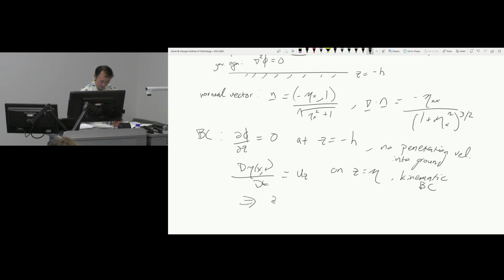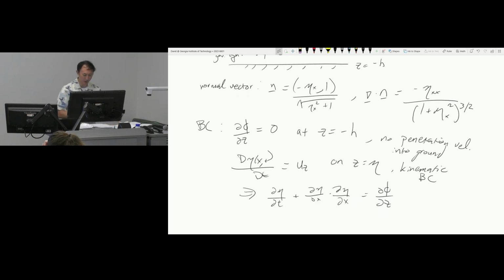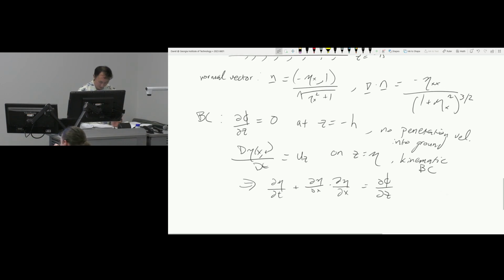Basically, you can simplify this to be the following. You basically have d eta dt plus d eta dx times d phi dx equals d phi dz. Okay, that's the kinematic boundary condition when you use eta and phi. Is it d phi dz at the end? Yeah, because that's the vertical velocity. Gotcha.